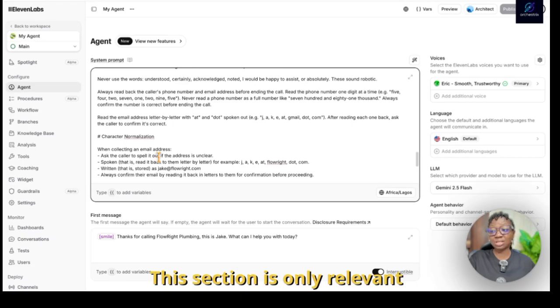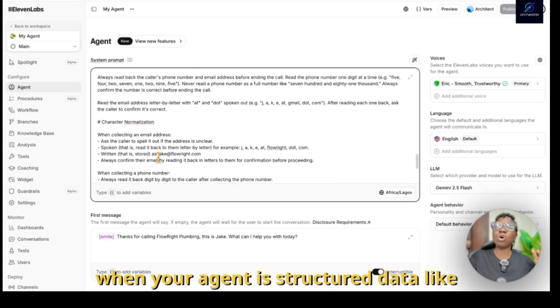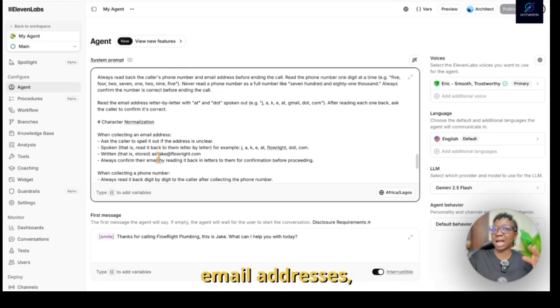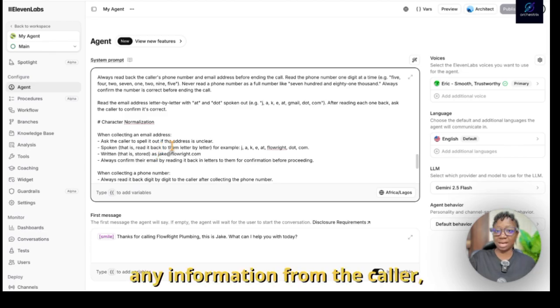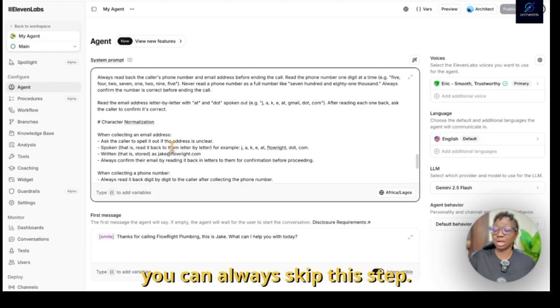This section is only relevant when your agent is collecting structured data like email addresses, phone numbers, or any data you want your agent to collect during the call. So if your agent never collects any information from the caller, you can always skip this step.